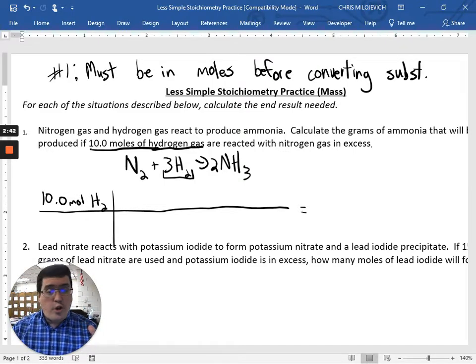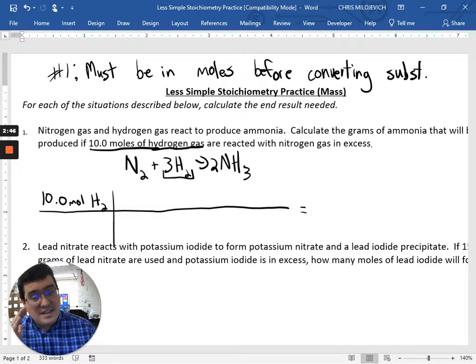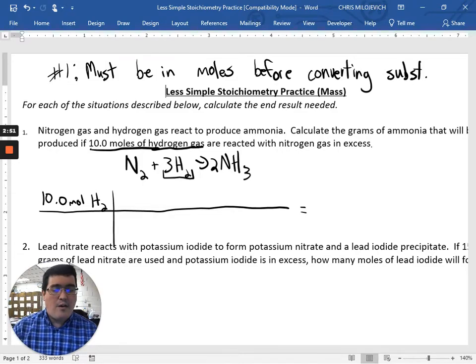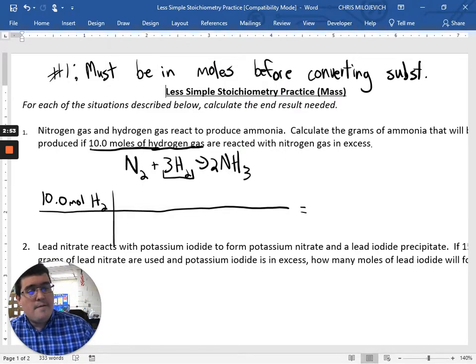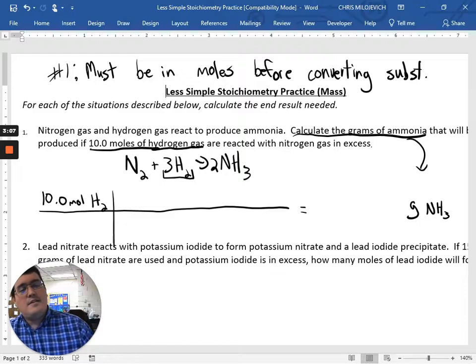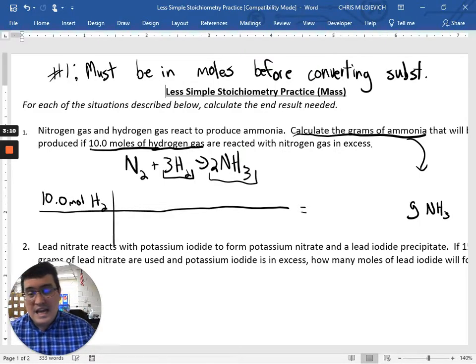Now, cardinal rule number 1 is you must be in moles before you convert the substance. So this problem already starts off in moles. The next problem does not, so we'll look at that one hopefully in this video, if I can get this one in less than 10 minutes. When we come out here to the end, it is asking us to calculate the grams of ammonia. So out here at the end, I need grams of ammonia. This thing at the end must be ammonia. NH3 is ammonia.